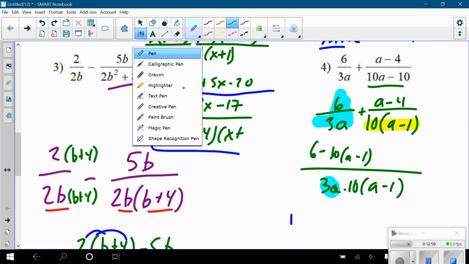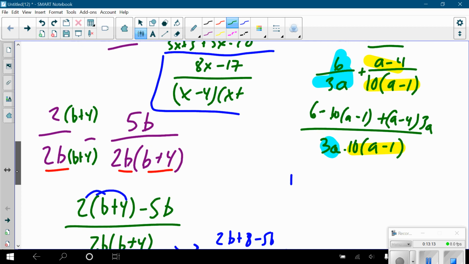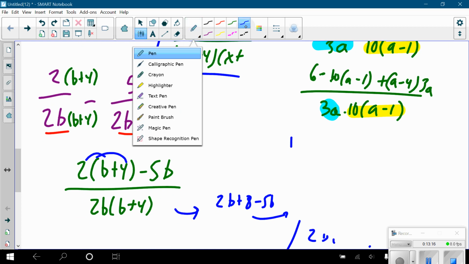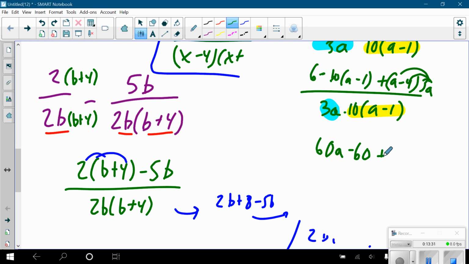And I'm going to look at the yellow fraction, and I'm going to say, excuse me, what did I multiply that denominator by? Just 3a. So what am I going to multiply that numerator by? 3a. Please put parentheses like 3a. Okay. Now again, I'm not going to cancel stuff now. I'm actually going to multiply stuff together and distribute in order to help me be able to factor it. I know that's the weird part. So I'm going to say 60a minus 60. Distribute that 3a and I'm going to get plus 3a squared minus 12a all over, I'm going to write it as 30a times a minus 1.